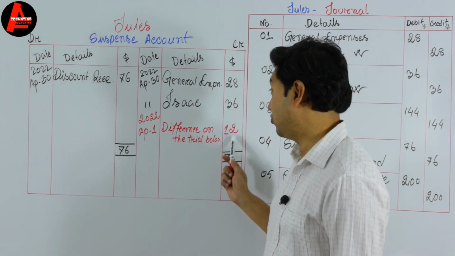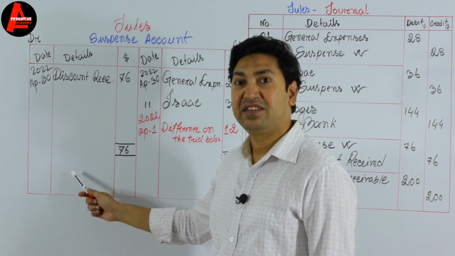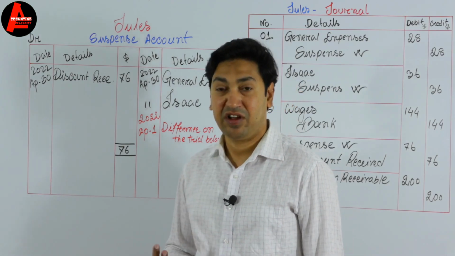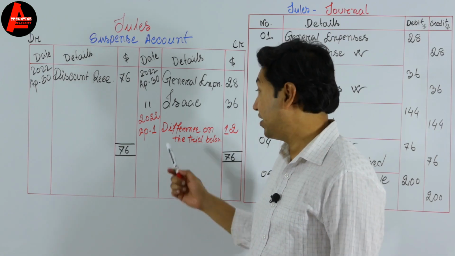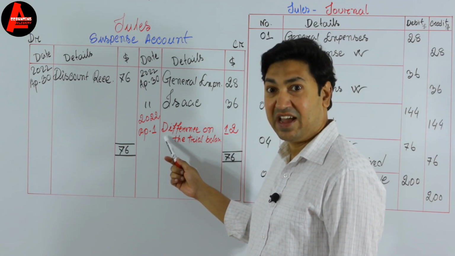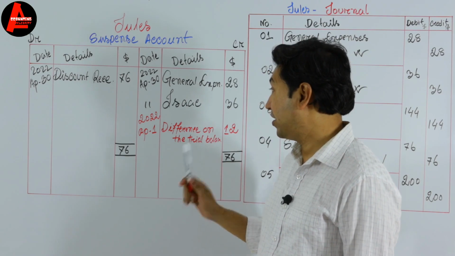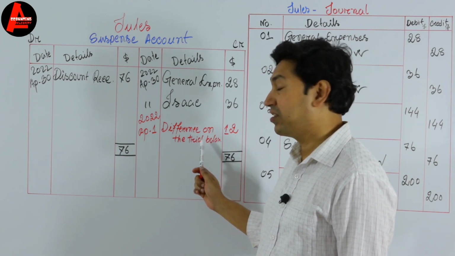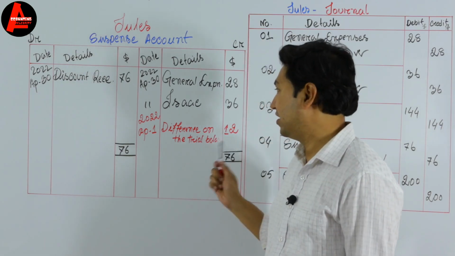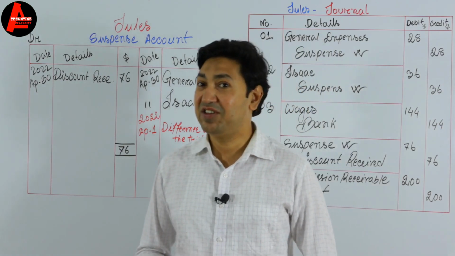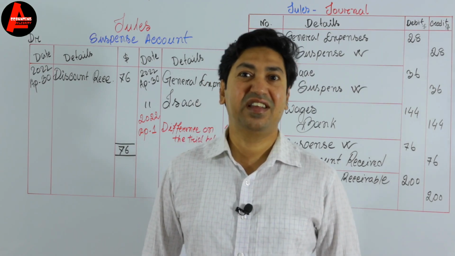So here we could bring down the balance. See, we wrote here $12. We could bring down this balance here, but it is not required in the question, and mostly we write here balance c/d, balance carried down. But here we are required to write difference on the trial balance, and it is written in the question, so we wrote here this. Okay, so this is how you have to prepare the suspense account.